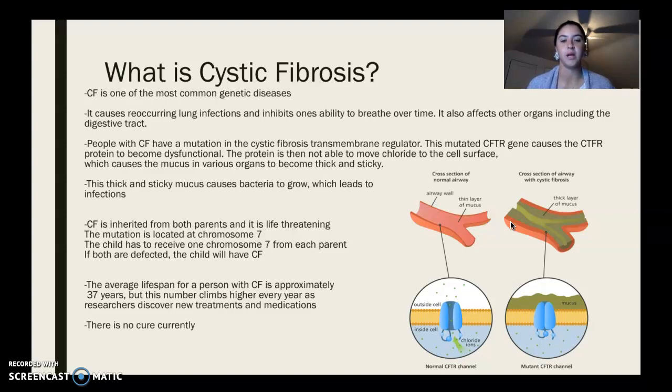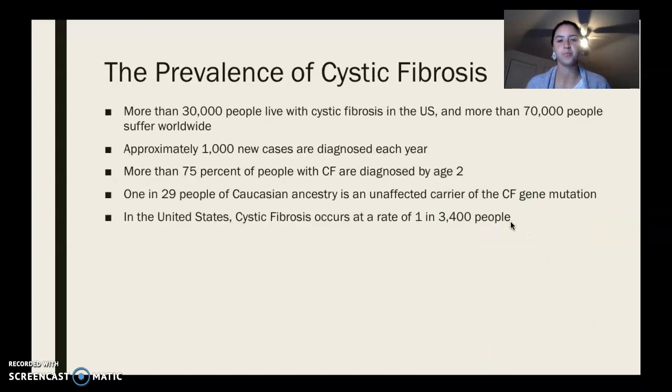CF is inherited from both parents, and it is life-threatening. The mutation is located in chromosome 7. The child has to receive one chromosome 7 from each parent, and if both are defective, the child will have CF. The average lifespan for a person with CF is approximately 37 years, but that varies, and every year the number gets higher because there's more research being done and more medications coming out that are bettering people with CF. But there is no definitive cure yet. There's a cure on the horizon, but they're still trying to nail down something that will help everyone.